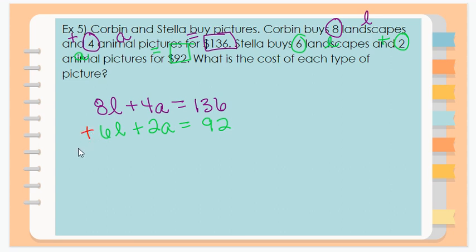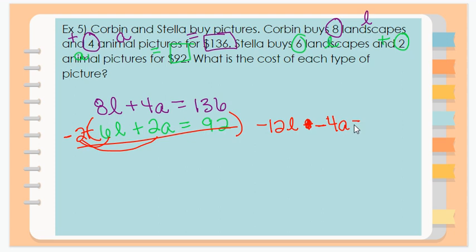What's the cost of each type? All right, so let's add them up. We need to first multiply one of these equations, so we can't really add yet. So we're going to multiply this bottom one, because with the 4 and the 2, I could easily multiply the bottom one by -2 to make the A's cancel out. So let's do that. -2 times 6L would give me -12L. Okay, -2 times 2A is -4A. And then -2 times 92.